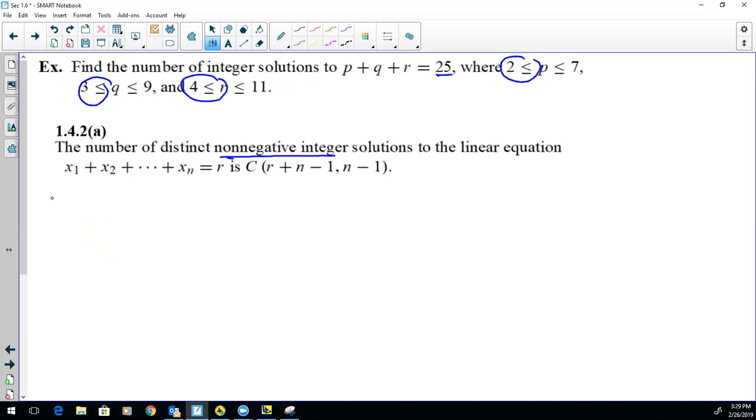P is going to be, P equals x plus 2. So this means that x is between 0 and 5. Okay. Q is going to be y plus 3.